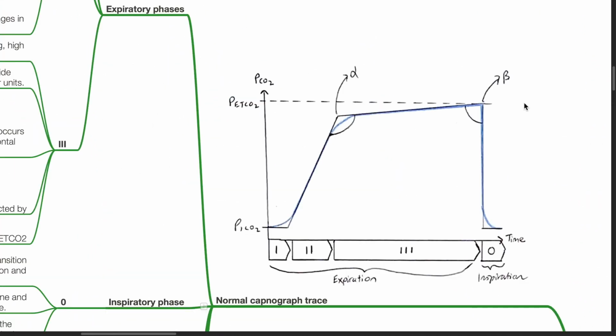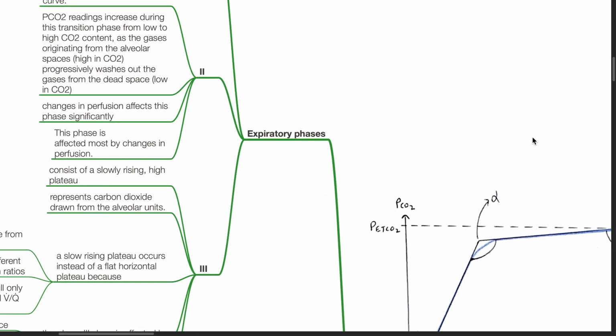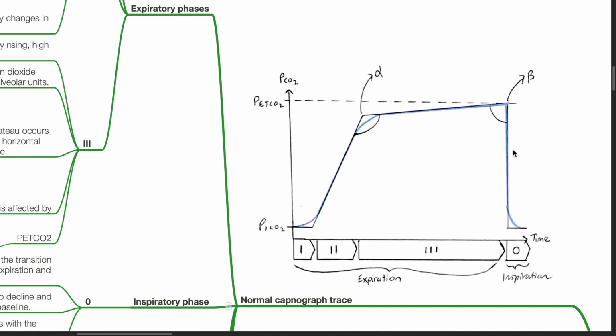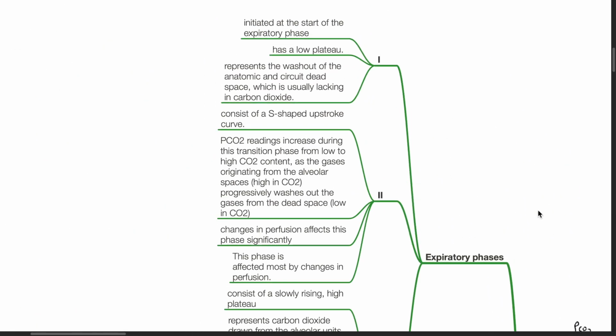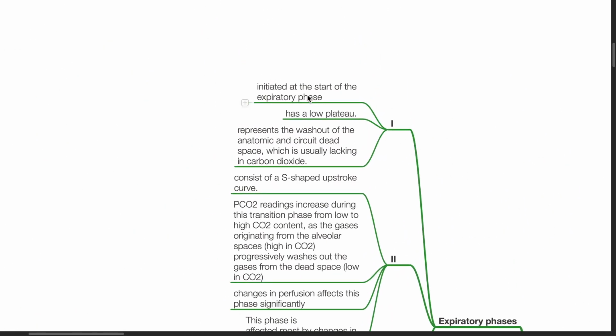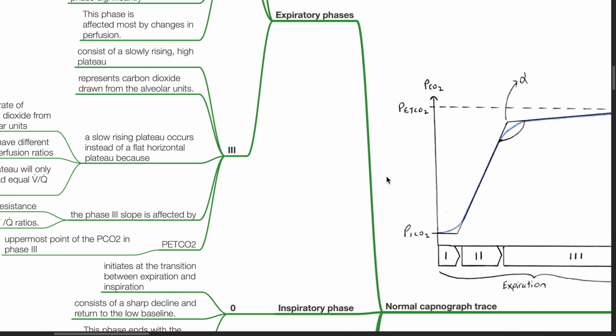The normal capnograph trace. Expiratory phases include phase 1, 2, and 3, and inspiratory phase 0. In phase 1, it is initiated at the start of the expiratory phase and has a low plateau and represents the washout of the anatomic and circuit dead space, which is usually lacking in carbon dioxide. This is phase 1.